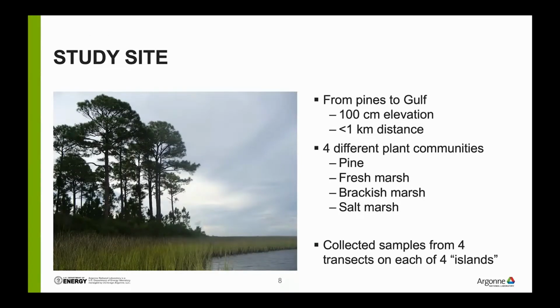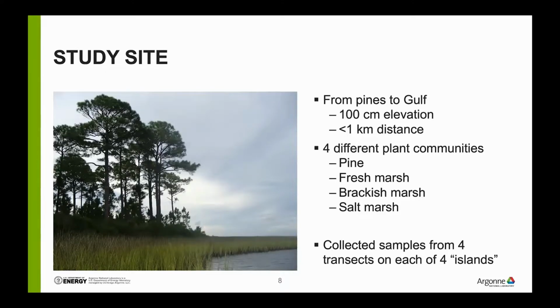And so the gradient that we're talking about here is 100 centimeters in elevation and less than a kilometer in distance. So if you think to the talk we just heard about the scale of grids and how we do these models in the system, this is really relatively small.